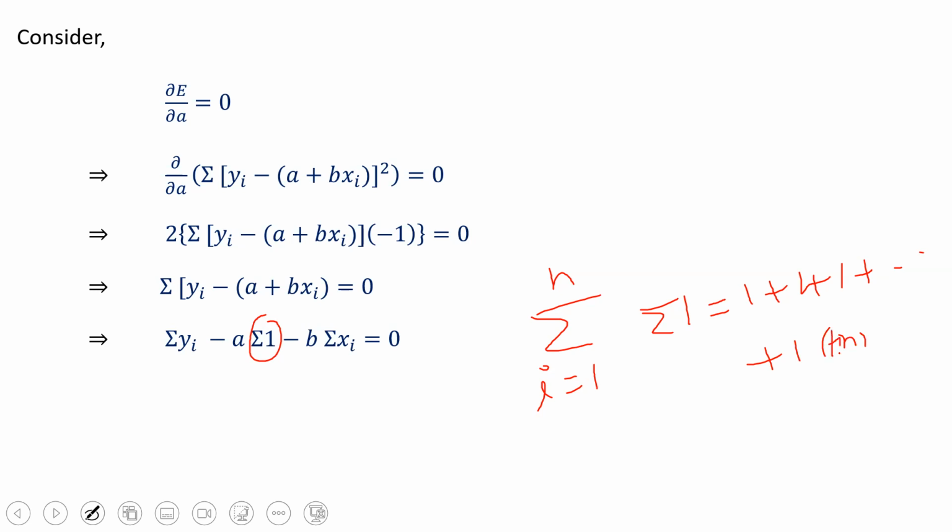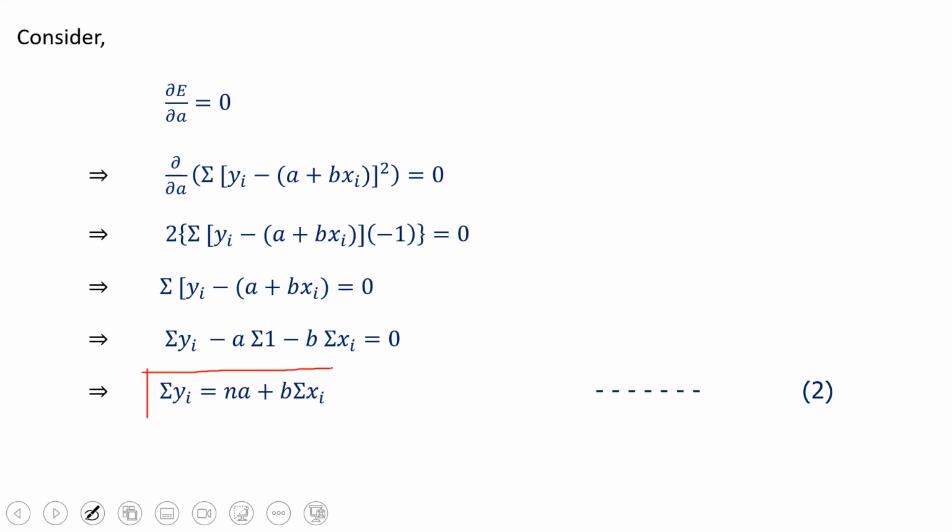So what is the answer? It is nothing but n. If we add 1 n times, the answer is n, and a, b, sum of xi. So we got one equation: sum of yi is equal to na plus b sum of xi. This is the one equation in a and b when we solve the partial derivative of e with respect to a equal to 0. Similarly, we can also solve this for b.